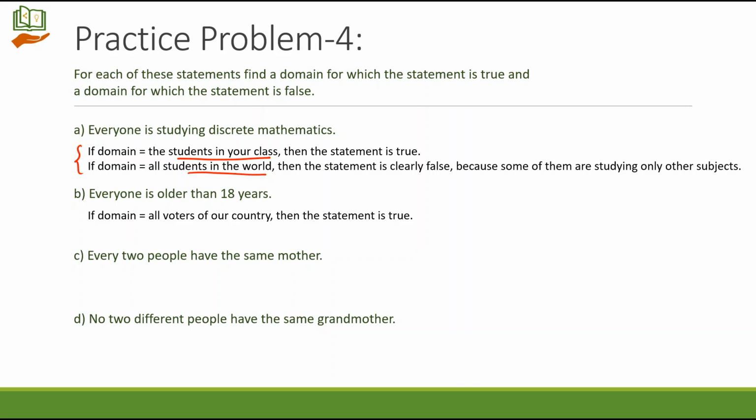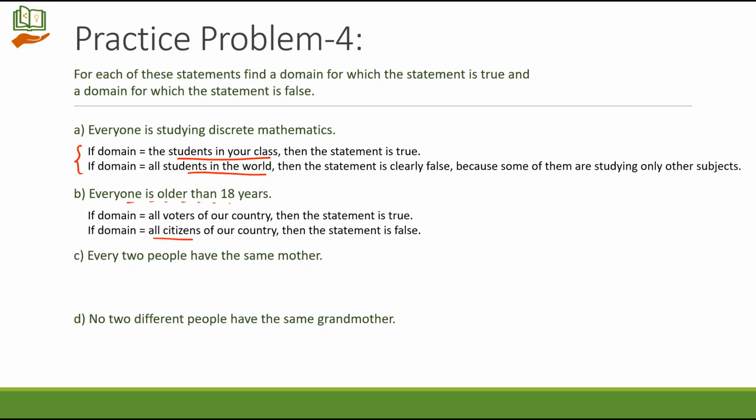So, if the domain is going to be all voters of our country, then the statement is true. What about all citizens of our country? Even a 1-year-old kid is a citizen, even a 5-year-old kid is a citizen. So, in that case, you cannot say everybody is older than 18 years. So, we can take this statement to be false when the context is all citizens of the country.